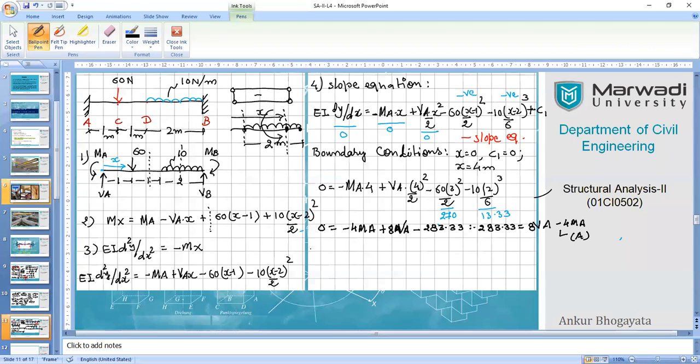So let's integrate it again. EI times y, deflection, we are reintegrating this: minus MA x square by 2, plus VA x cube by 6, minus 60 x minus 1 raised to cube upon 6, and minus 10 x minus 2 raised to 4 upon 24, because 6 into 4 is 24, plus C1 x plus C2.